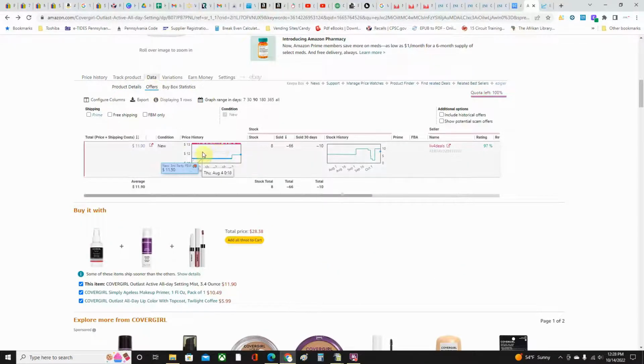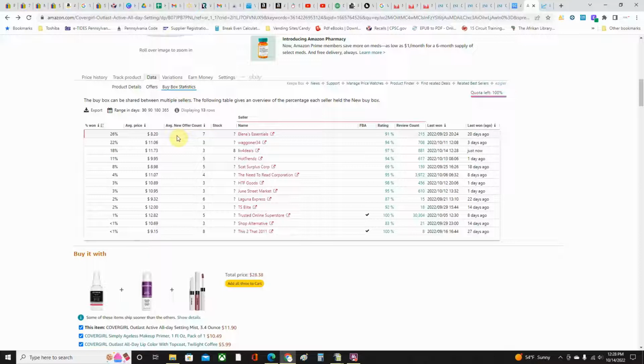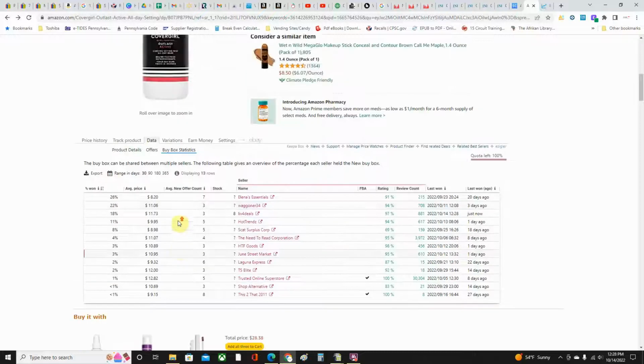Okay, you can look here, third party offers, and this just goes from August until October 1st. And then right here, your buy box statistics will show you how often each seller is winning the buy box and at what price they're winning at. So on this one, this seller, Elena's Essentials, is winning the buy box 26%, so the highest rate, and that's at $8.20, which is fairly low. And it'll give you all that information. And that's another way you can find out if Amazon is sharing the buy box.